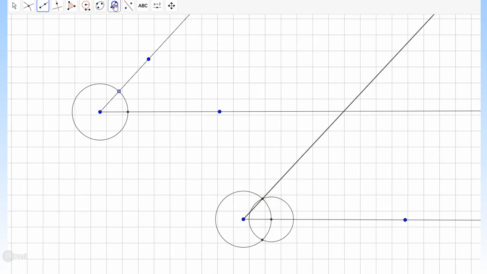And I can take the handy dandy measurement tool and say, okay, measure this angle. Well, the outer angle is 312.99 degrees, and so is that one. So you can see I have just constructed an angle that is congruent to a given angle using GeoGebra.